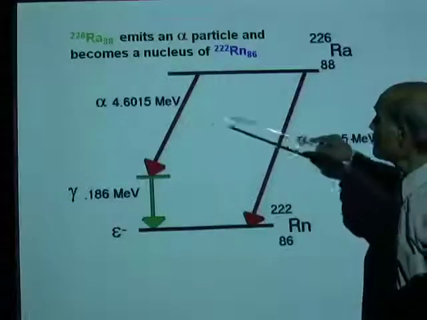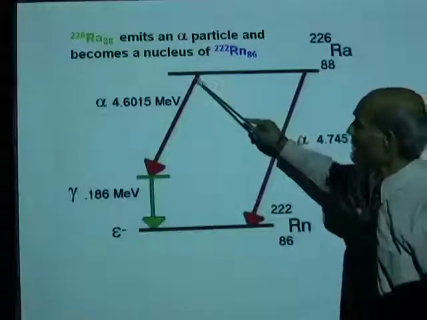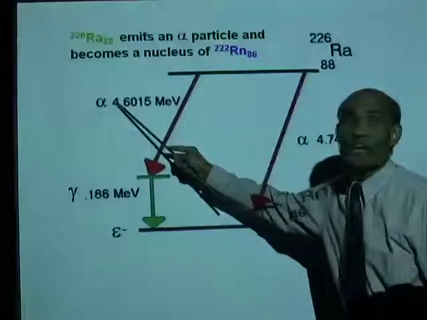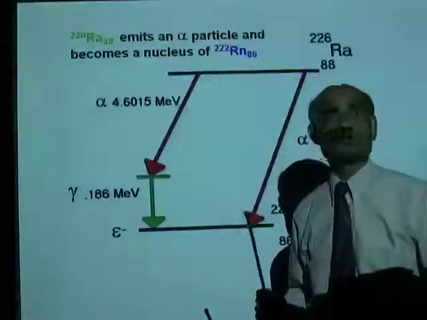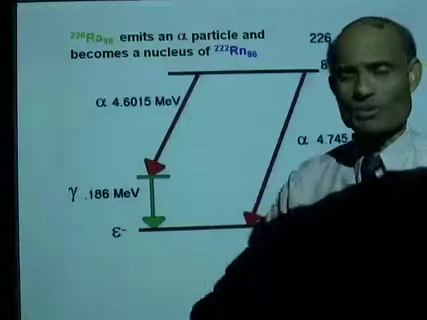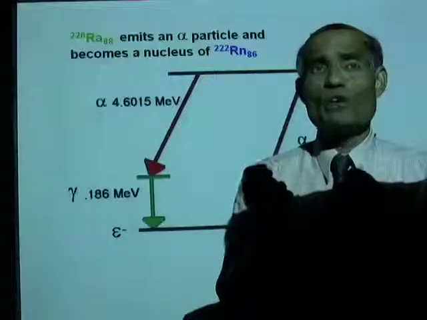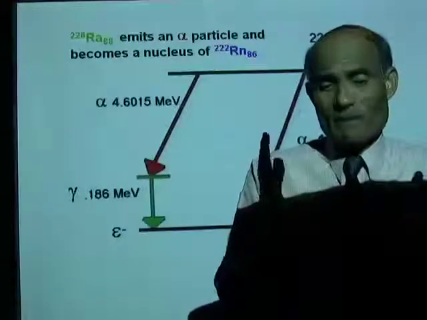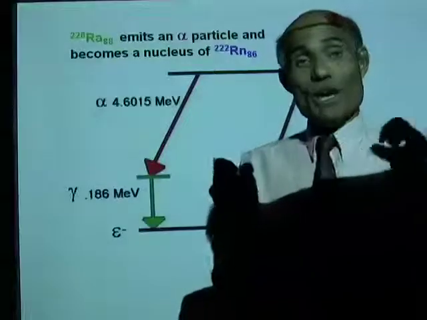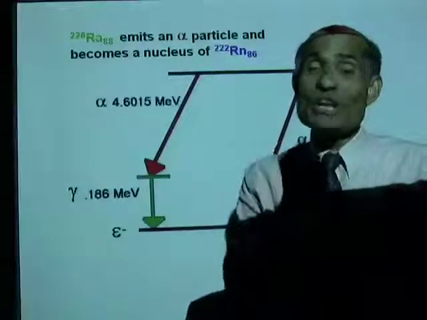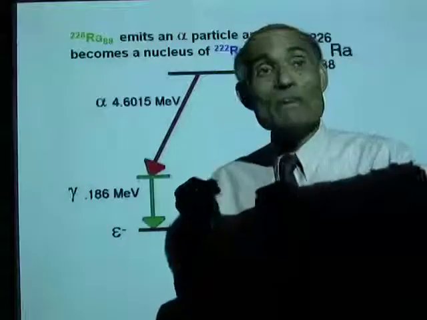There are 2 processes pictured here. One is an alpha particle that carries an energy of 4.6 million electron volt. What is a million electron volts? An electron volt is the energy acquired by an electron when it is accelerated by a potential difference of 1 volt. A million electron volt is the energy acquired by one electron when it is accelerated by a million volt.